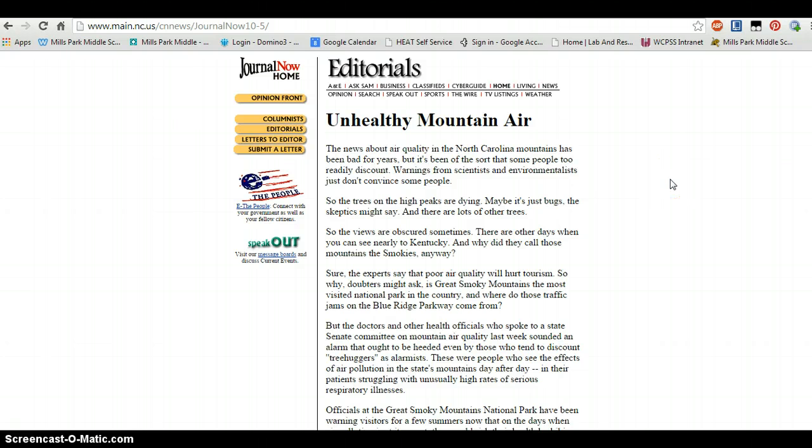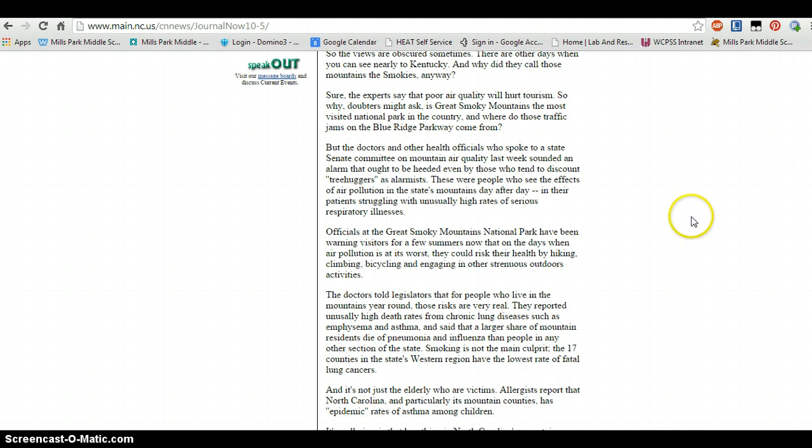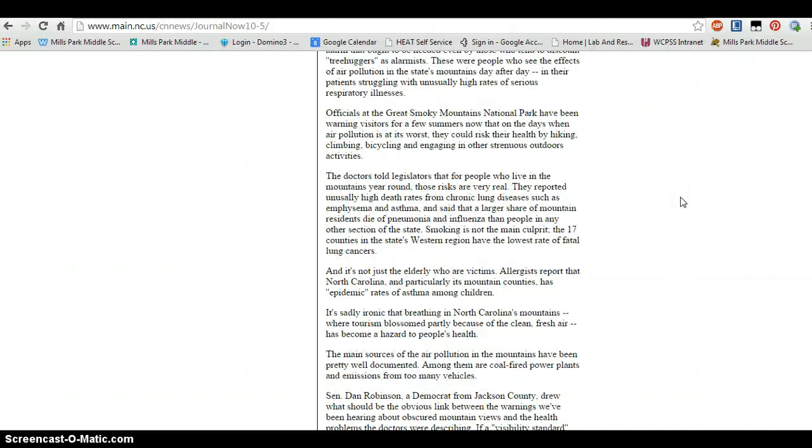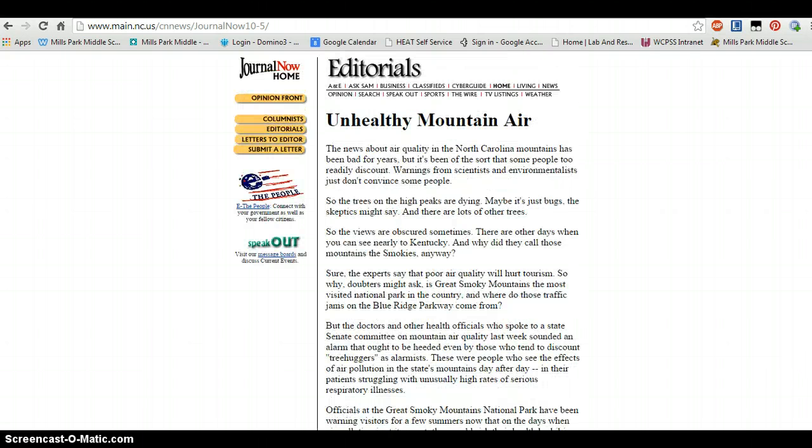There are two things that bother me a lot about this website. The first is that it talks about experts, doctors and other health officials, officials at Great Smoky Mountains National Park, legislators. It mentions all those groups and all those people, but it never gives you any names. I have no idea where they got the information from to put this article together. Then the other thing I notice if I scroll to the bottom is how old the article is. 2000 is not a good source for unhealthy mountain air, which probably has changed quite a bit in the last 14 years.